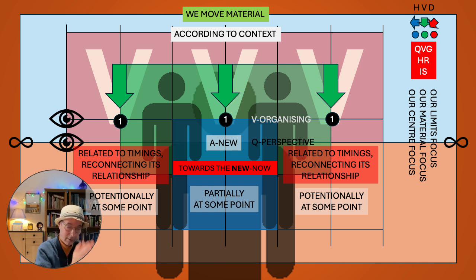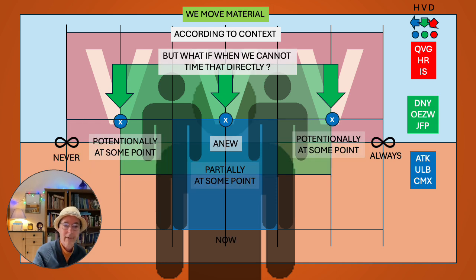So this first V is that, of course, potentially we have that relationship in context at some point. Some parts will come there at some point, and the last one, potentially, will come at some point. We can have some variations there, it doesn't really matter. But what if we cannot time that directly, if we don't see the context?